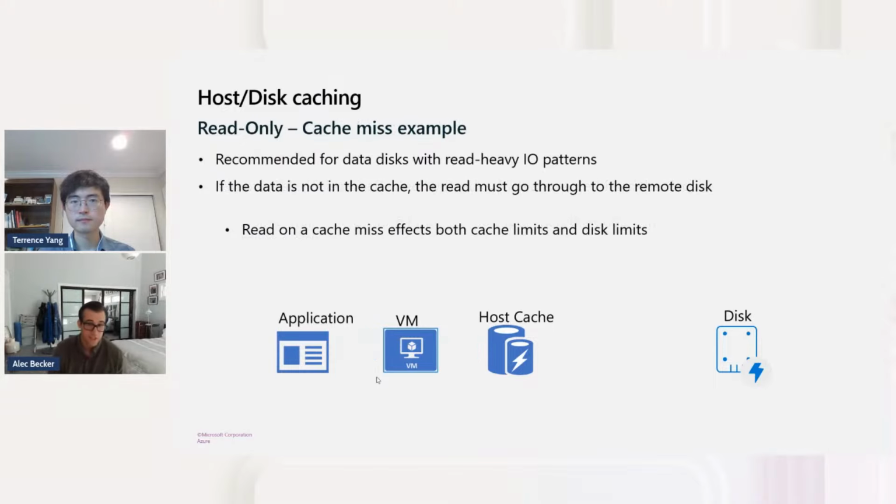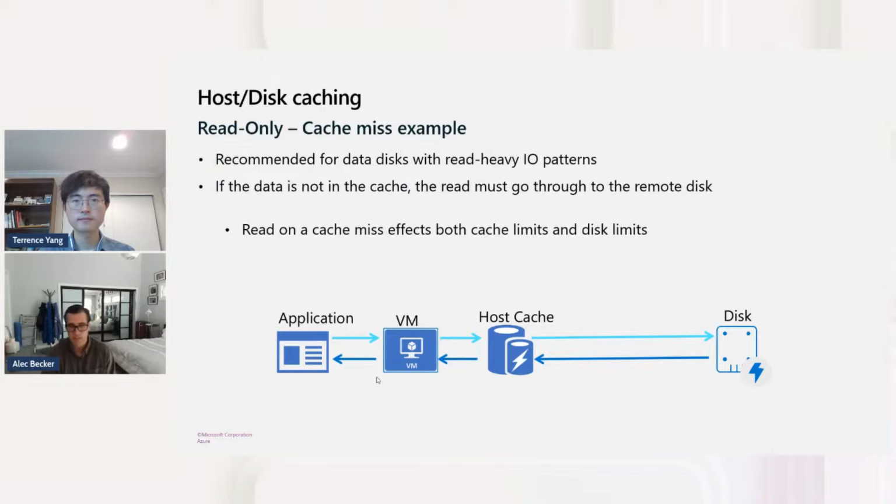Now let's talk about a cache miss. In this example, the application reaches out to the VM. The VM looks at the host cache. The cache does not contain the data. So then it'll reach out to the disk. The disk serves up the data back to the host cache to reside there in case it needs to be served up again, and then through the VM and to the application.